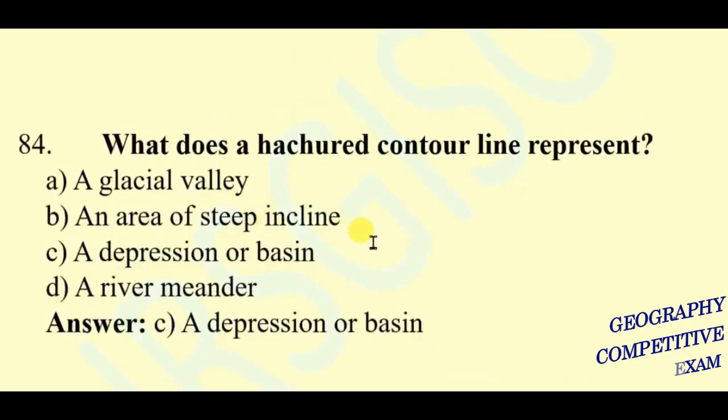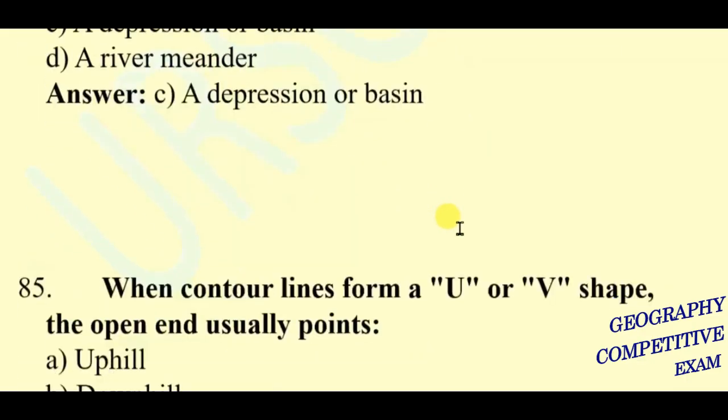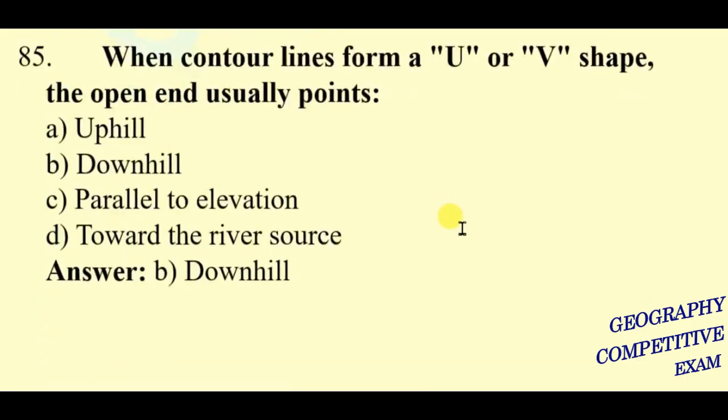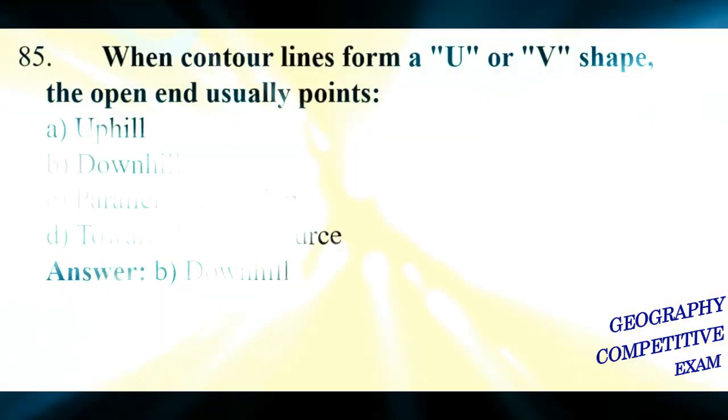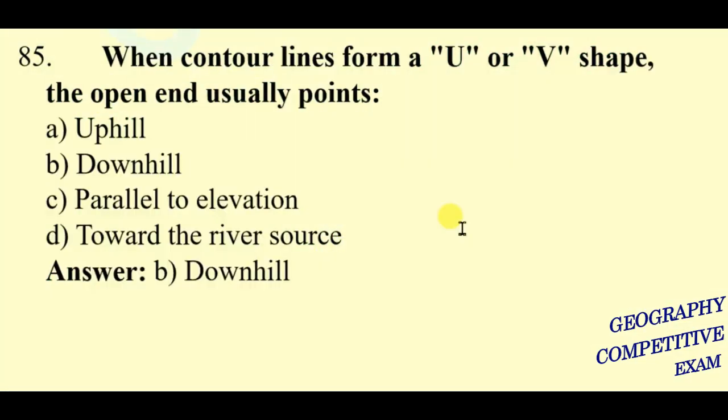What does a hachure contour line represent? A glacial valley, an area of steep incline, a depression or basin, a river meander. Here the right answer will be a depression or basin. When contour lines form a U or V shape, the open end usually points uphill, downhill, parallel to elevation, toward the river source. Here the right answer will be downhill.